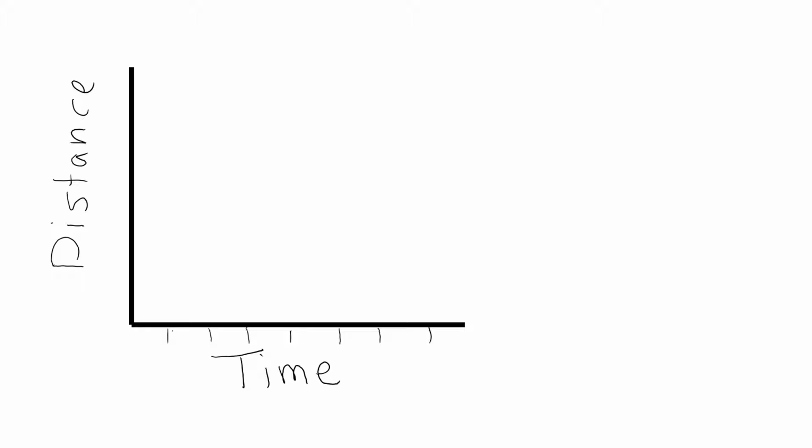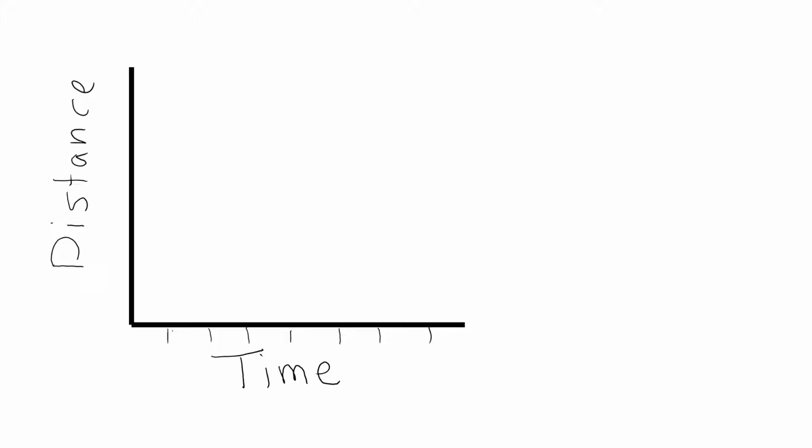Okay, so what I'm going to do here is go through graphing a little bit. We're going to start out with graphing speed, which is distance over time. So here we've got our distance time graph. We've got time on the x-axis, and that's our independent variable.